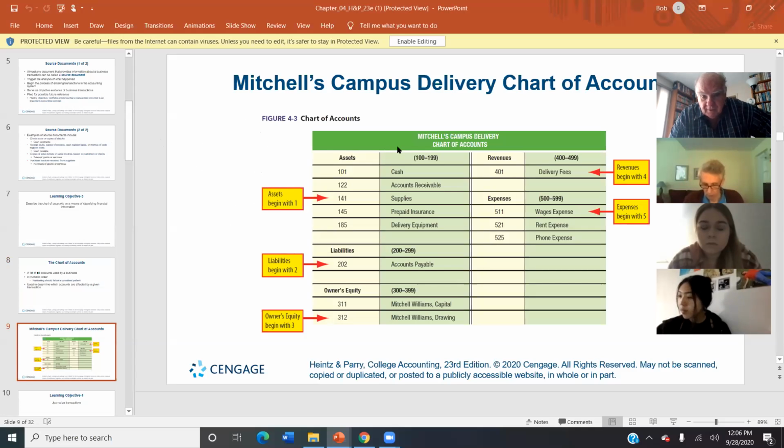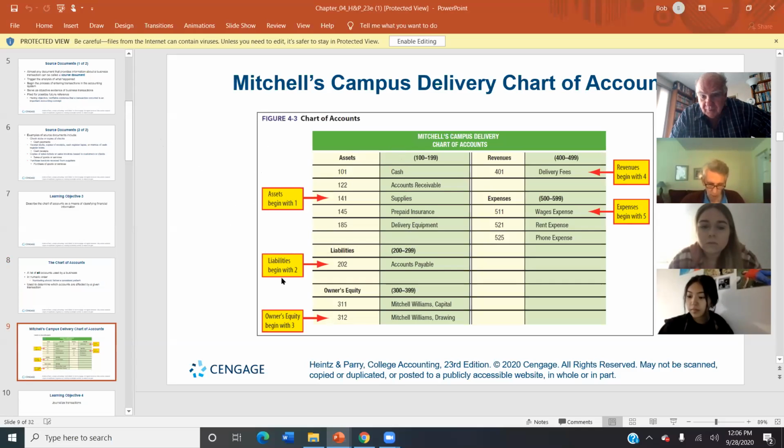So your chart of accounts goes in the order of assets, liabilities, owner's equity, and then below that, revenues, expenses. That's why I say you draw a horizontal line on the drawing. Everything under that is your income statement, and everything above it is the balance sheet.